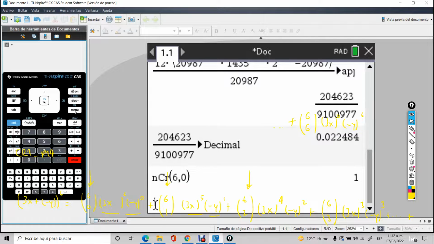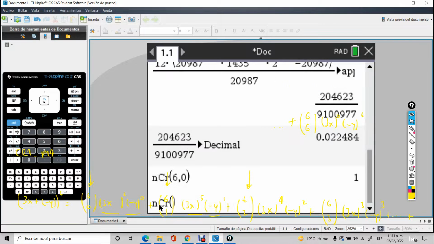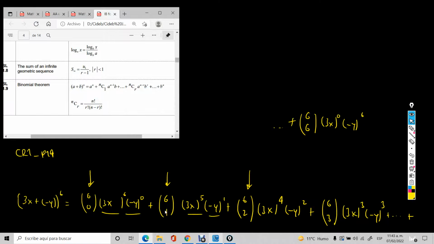And then this one, 6 choose 1. The same thing. Menu, probability, combinations, and choose r. And that's going to be, once again, 6, comma, 1, close parentheses. This is your n. This is your r. Press enter, 6, and so on. So that's how you can get all of these combinatorial coefficients very quickly.